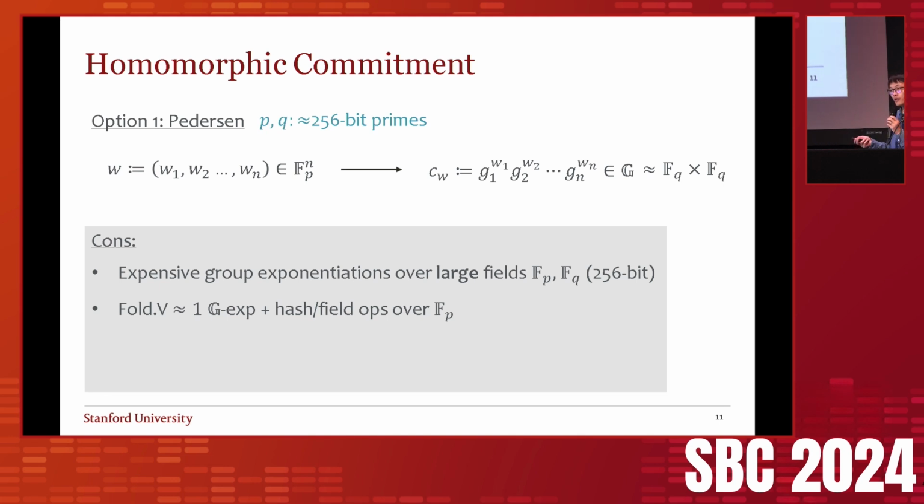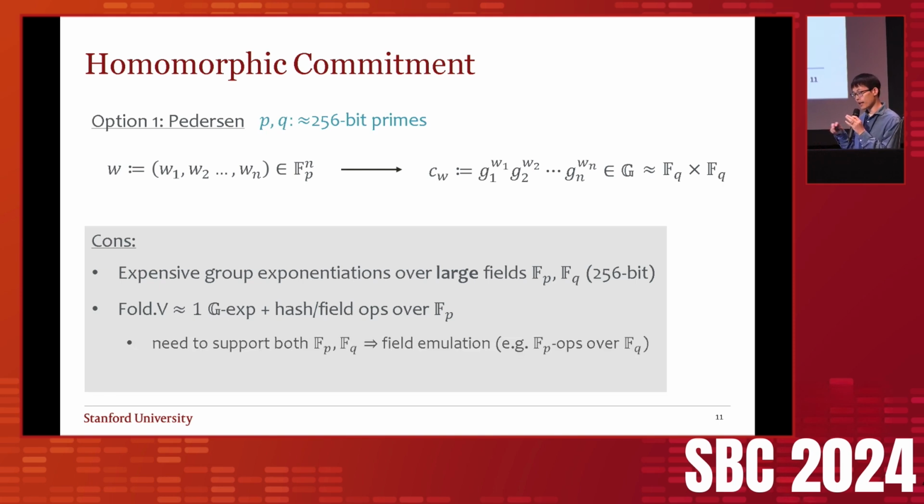And if you instantiate it and obtain the folding scheme with it, the folding verifier circuit now will consist of a few group exponentiations done over the base field and some hash and field operations done over the scalar field. That means this circuit needs to represent and support both FP and FQ operations. So unavoidably, you have to do some so-called field emulation. Means that those FP operations need to be represented as arithmetic over FQ, because you only have a circuit over FQ, or vice versa. But anyway, this kind of translation is also very, very expensive.